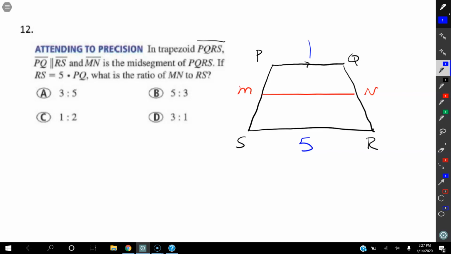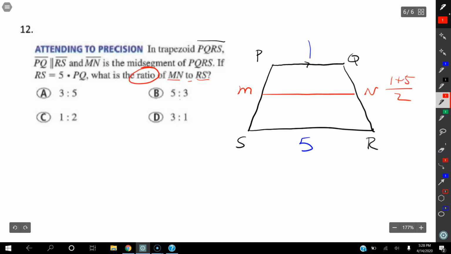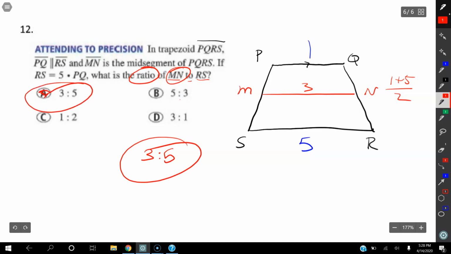So what is the ratio? Remember, a ratio is going to be a fraction, or using these little colon symbols. The ratio of MN to RS. First of all, MN is going to be the average of 1 and 5. So to find MN, we go 1 plus 5 and chop it in half, which is 3. So the ratio of MN to RS would be 3 to 5. Correct answer is A.